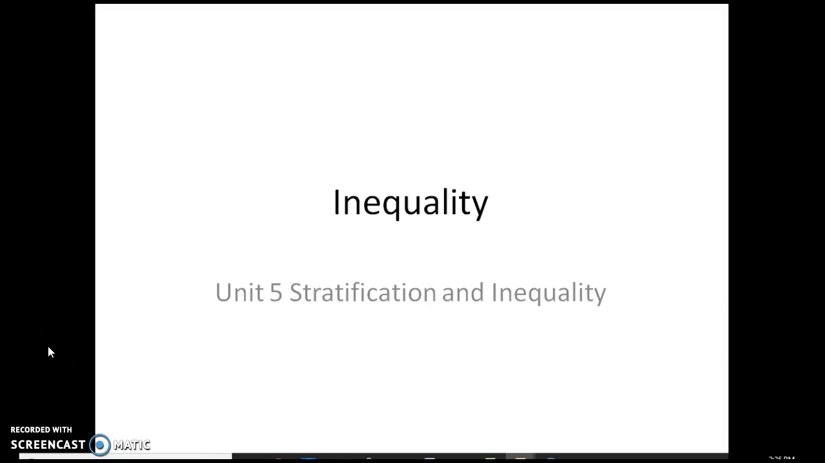This is the first lesson in Unit 5, Stratification and Inequality. This lesson focuses on inequality. This is for Thursday, April 19th.